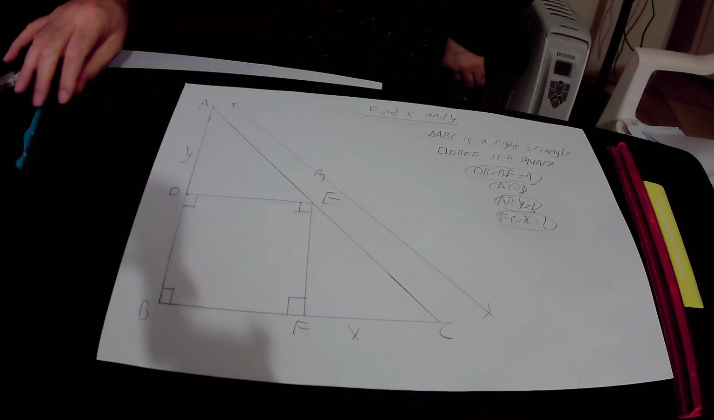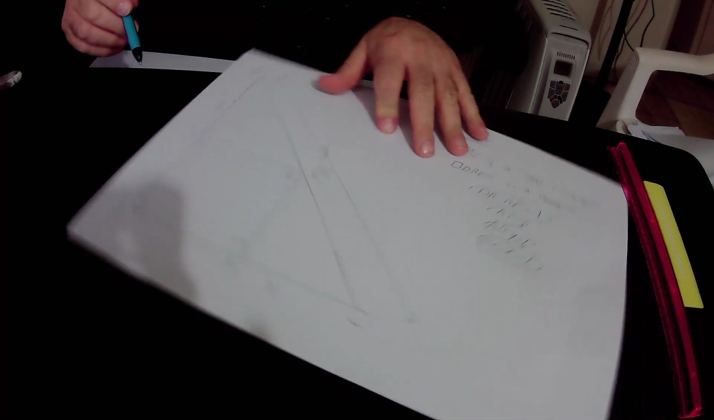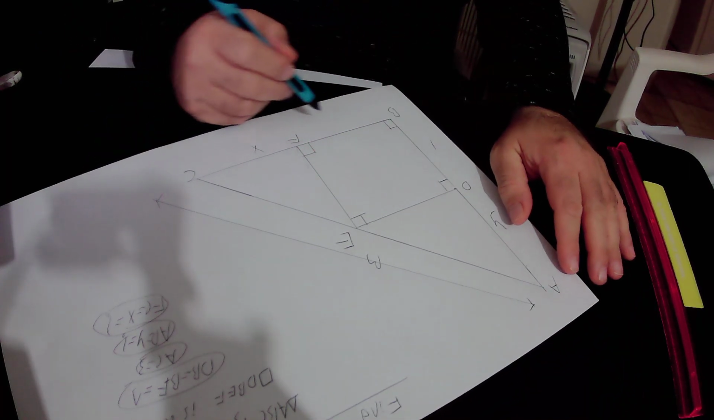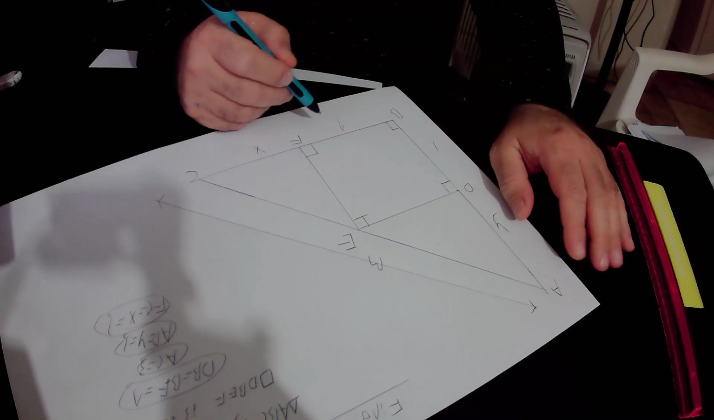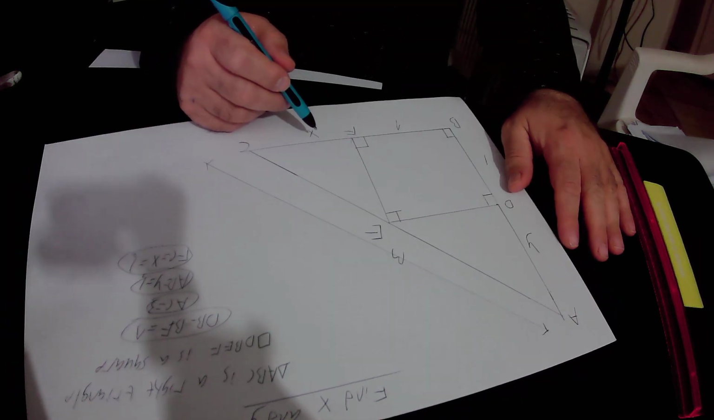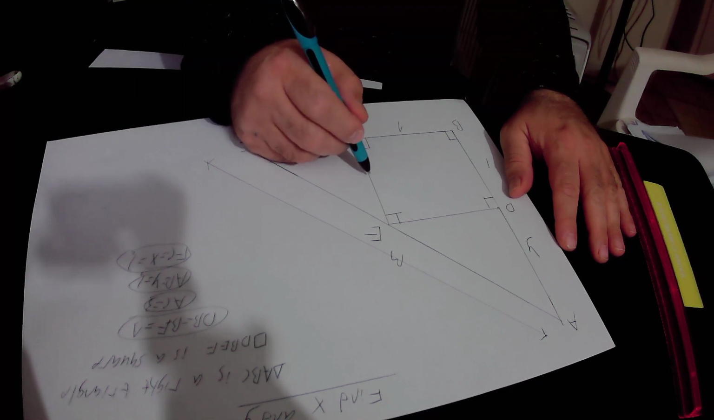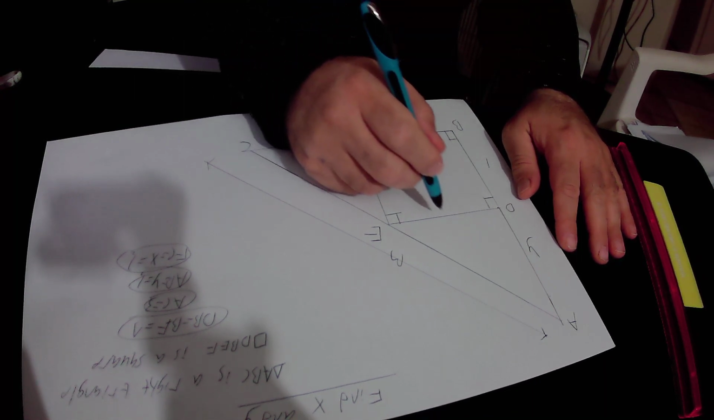We know that DB equals 1 unit, BF equals 1 unit, and we also know that all the sides of a square are equal to each other. Therefore, EF will also equal 1, and DE will also equal 1.